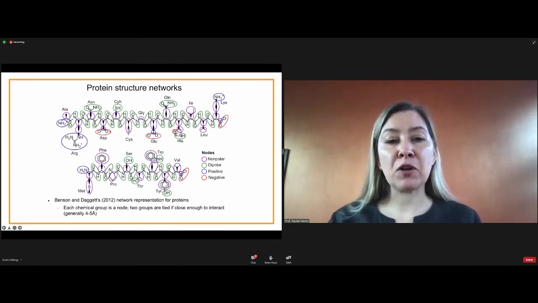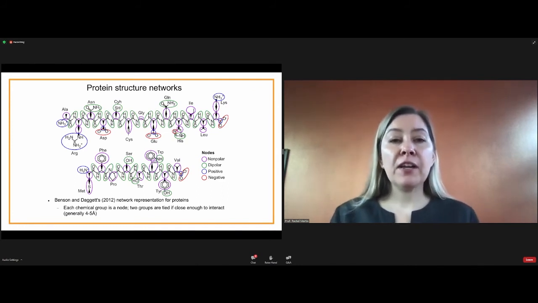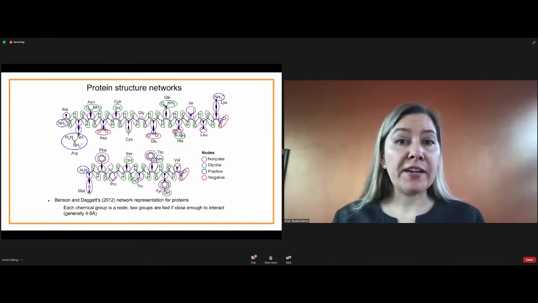So the carbonyl group of this aspartic acid is a different moiety than the hydrophobic part of it, kind of the stem. And then to make the network, you just look at which moieties are within van der Waals contact of each other.